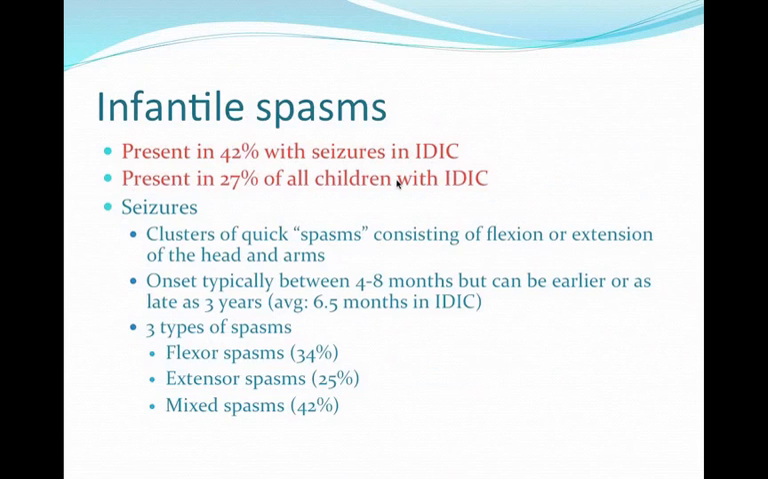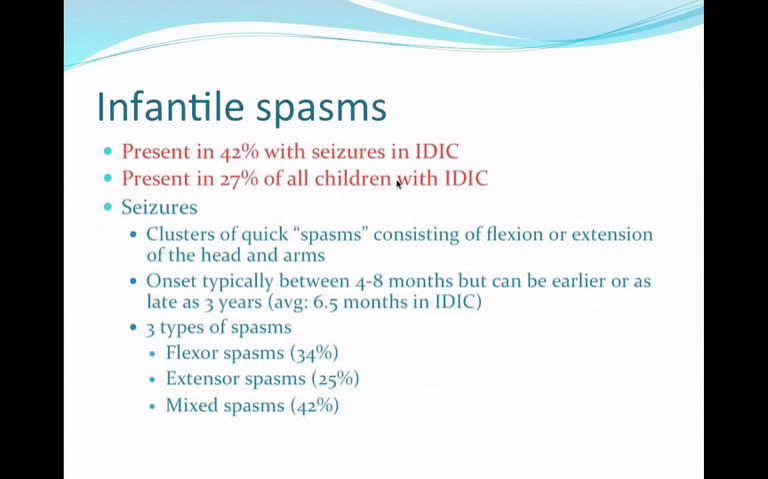And you can see a subtle difference on EEG. So if there's any confusion, you get an EEG while they're happening, and that can really help. But typically 4 to 8 months is the classic age for infantile spasms. In this survey with the isodicentric folks, 6.5 months was the average age of onset, so pretty classic.